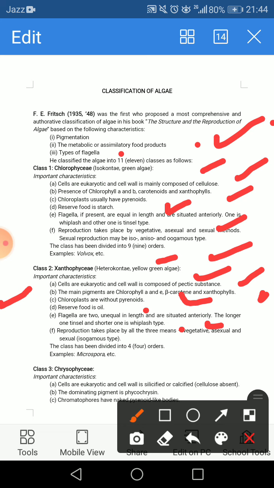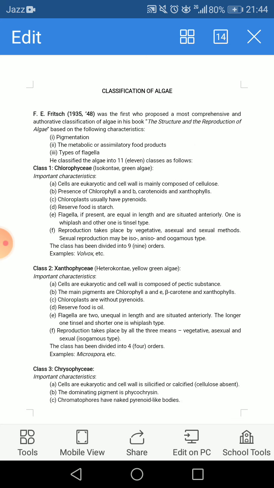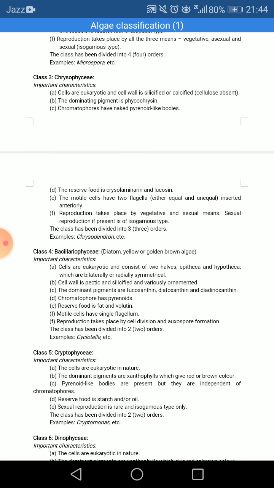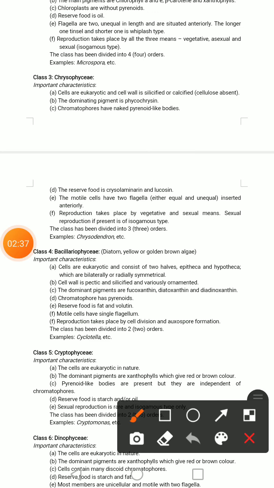Reproduction takes place by all the means: vegetative, asexual, and sexual. Sexual reproduction occurs by isogamous type. The class has been divided into 4 orders. Examples include Microspora. Clear? Okay. Move towards class 3, Chrysophyceae.